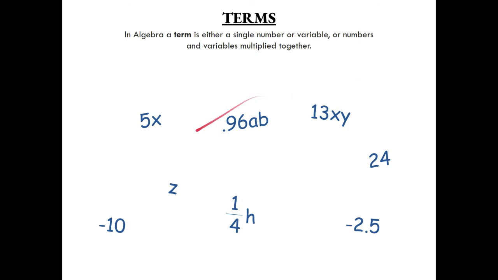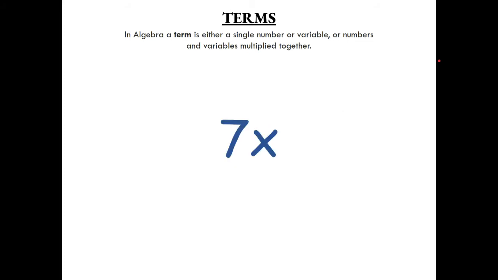So over here, let's say we have 5x. That would be a term, right? Because it's a number and variable multiplied together. Z would be just a variable, so therefore, it's a term. The number 24 is a single number, so it's a term too. 5x is 5 times x. That's a number and a variable multiplied together, so that would also be considered a single term. 7x is considered one term because it's a number and a variable multiplied together.